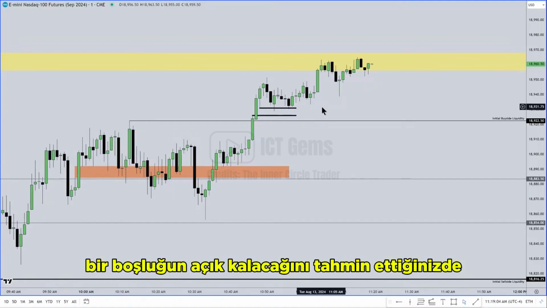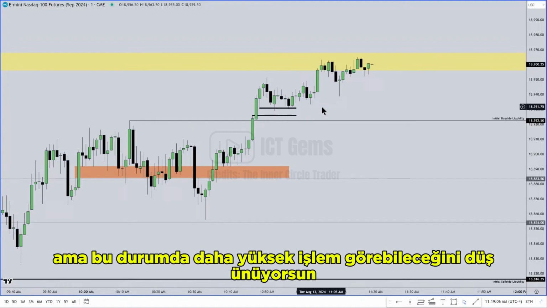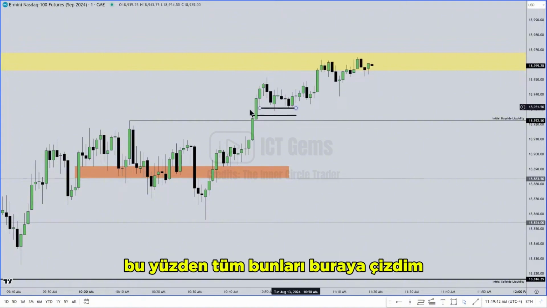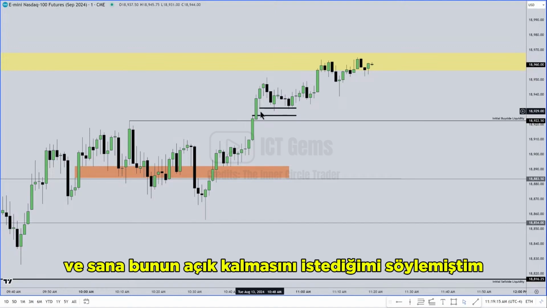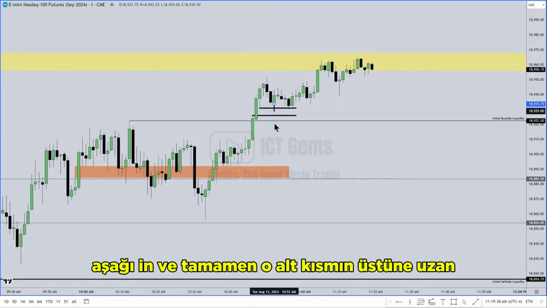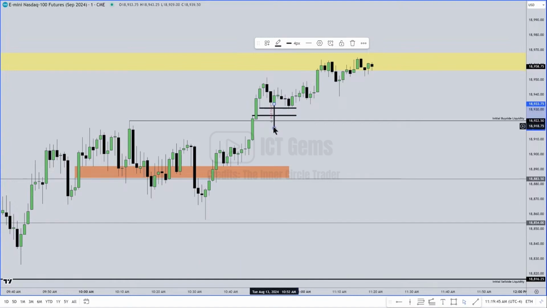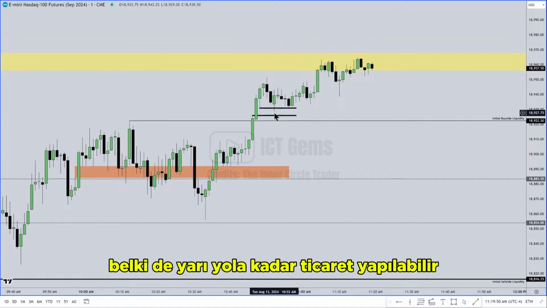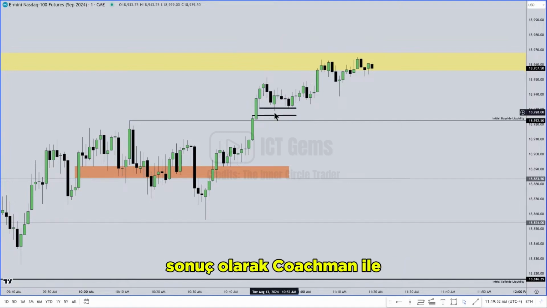Well, when you anticipate a gap staying open, but you think it may trade higher, in this case, trading up to this area here. So I drew all this out here, and I told you that I want to see this stay open. I don't want to see it come down and completely lay over top of that lower level line. It can come down into it a little bit, like it does here, maybe even trade down to the halfway point, which is consequent encroachment, but I don't want to see it trade all the way down into it.